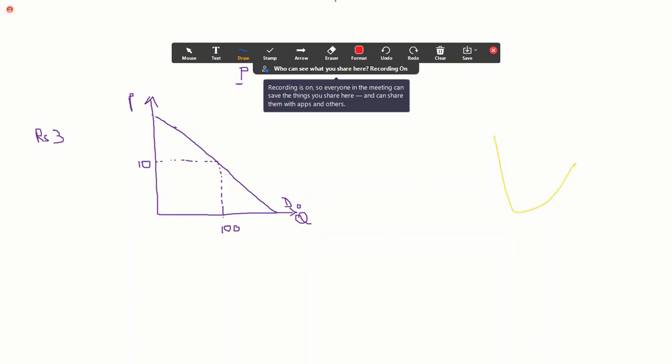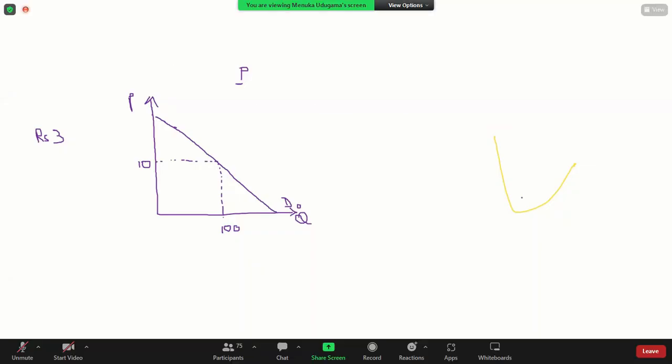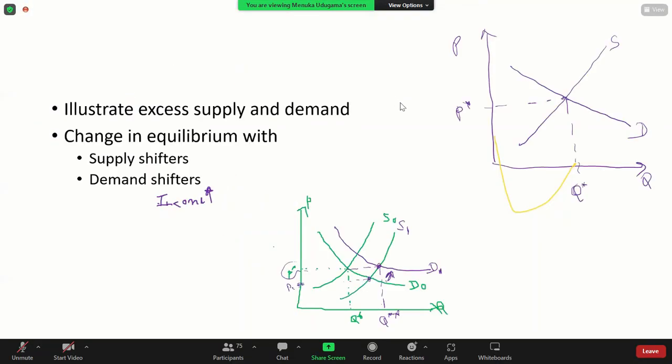Okay, so I'm going to disable annotation. So try not to draw anything on the slides, please.